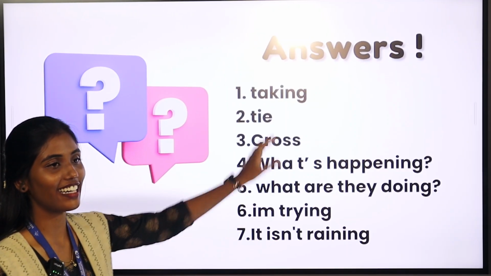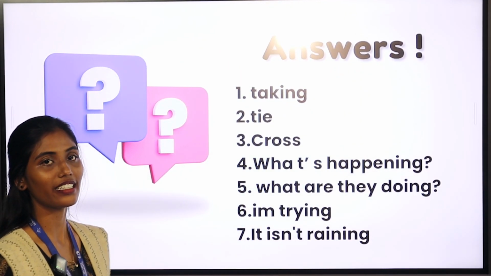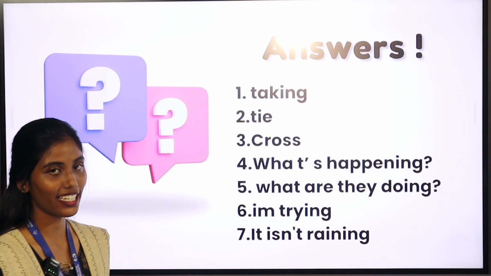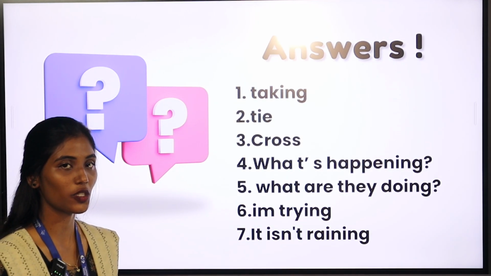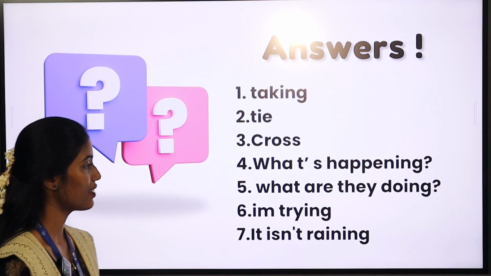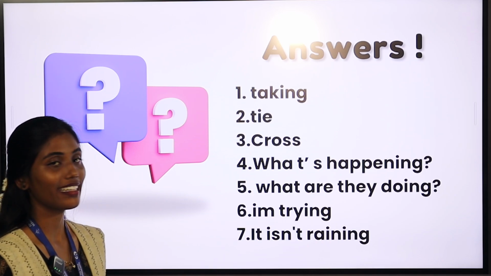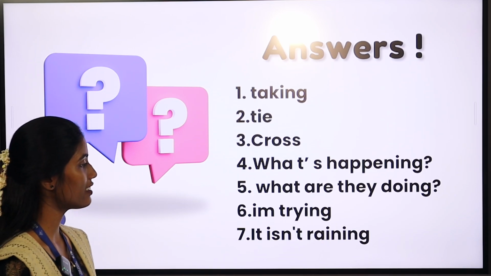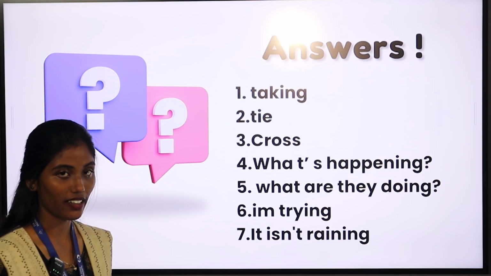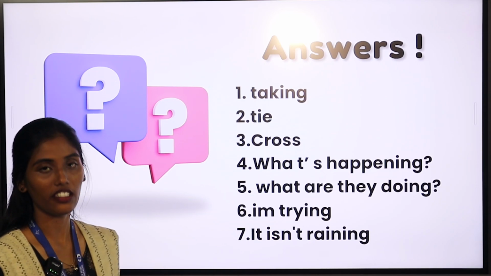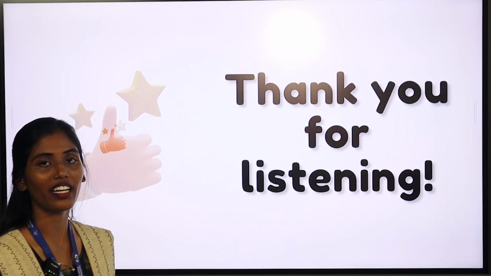So let's see the answers if you have commented. The first one is taking, tie, cross, and you can ask the present continuous question as what is happening. And the second one, what are they doing? You can ask like, what are they doing. And the sixth one answer is I am trying. It isn't raining. So these are the answers for the exercises.